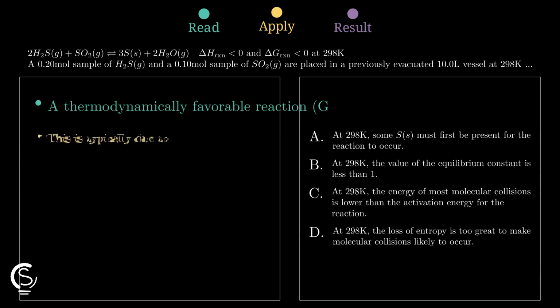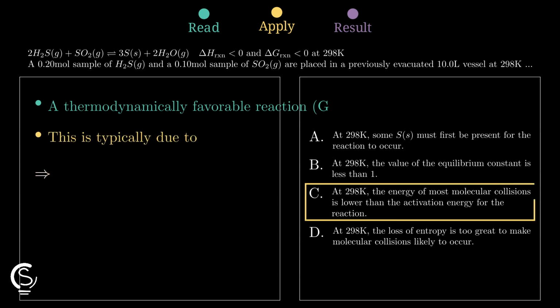Therefore, most molecular collisions lack the energy needed to react. This makes option C the correct explanation for our missing sulfur product today.